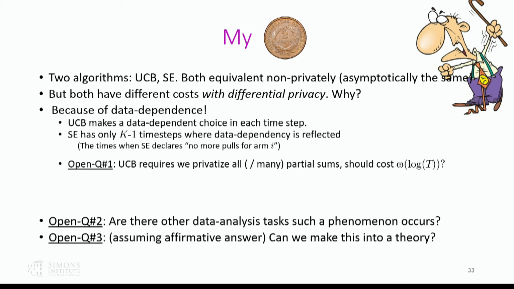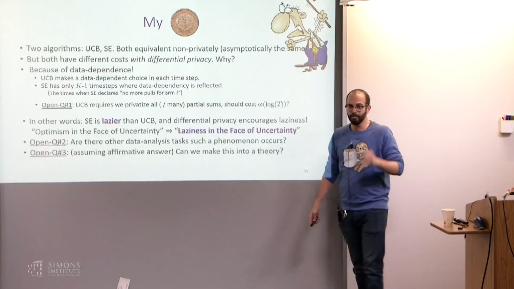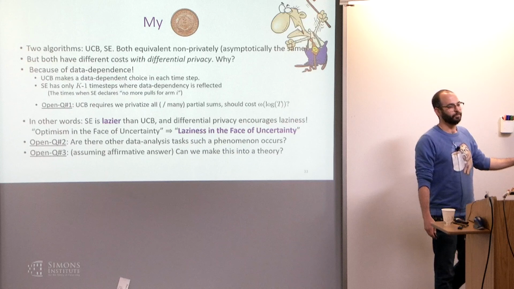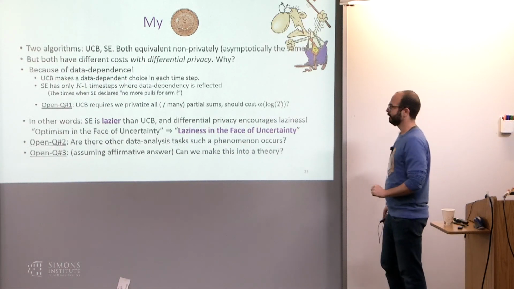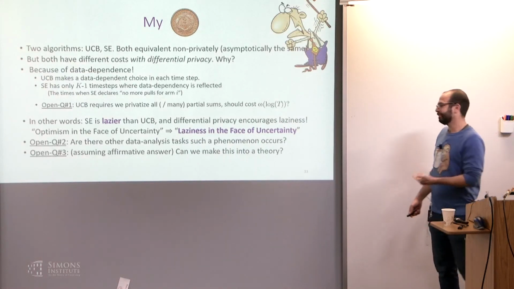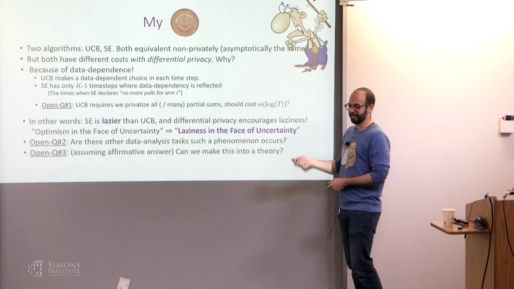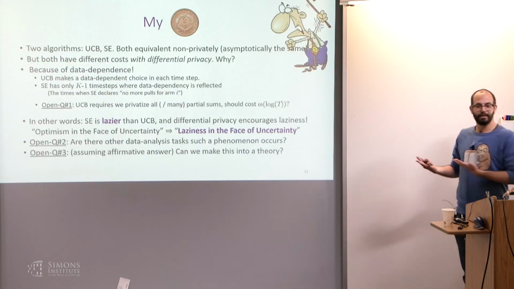The uglier way of looking at it is to say, well, this successive elimination algorithm is lazier than the UCB. It doesn't make a decision until it gets overwhelming evidence telling it that this arm is bad. Only then it declares, oh, you know what, I'm not going to pull that arm. I've pulled it enough. I know that it's going to be bad. So could it be that we, as differentially private algorithm designers, prefer laziness? Should we change the motto into laziness in the face of uncertainty because that costs us less?